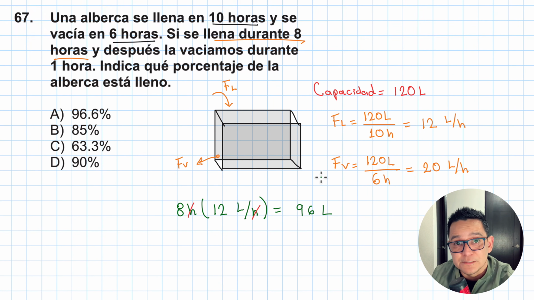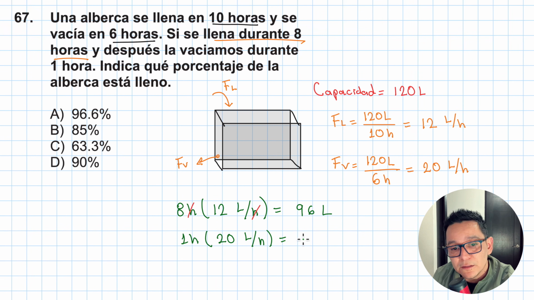But it says that afterwards it's going to be emptied. For how long? Well, it's going to be emptied for 1 hour. So what I have to do is multiply by 1 hour. By what? Well, by the drain rate, which we already agreed was 20 liters per hour. 20 liters for each hour. All right, I would have 1 times 20 equals 20. We cancel out the hours with the hours, and the result is going to be in liters.